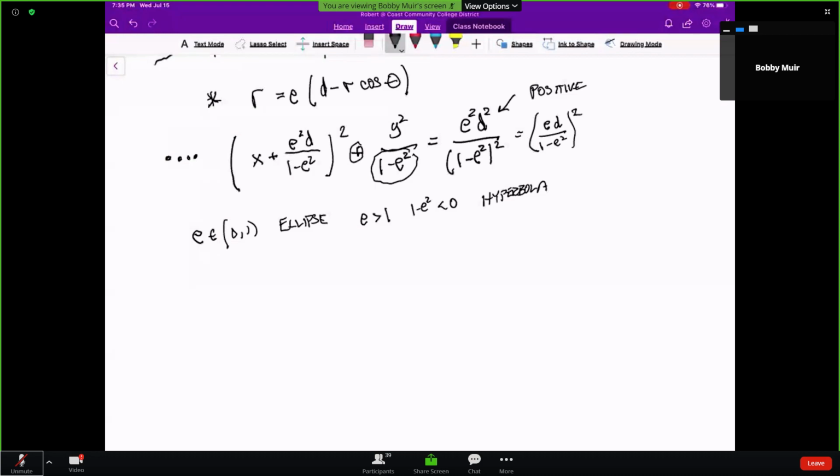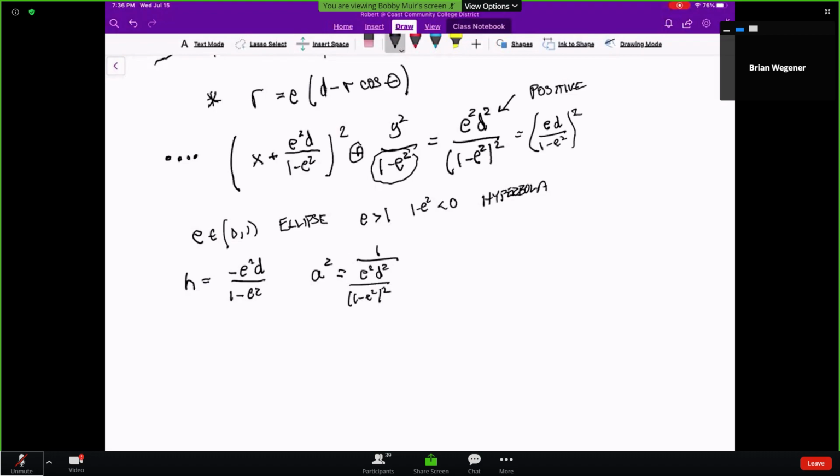But when we eventually get this thing into standard form, like he calls the H equal to negative E squared D over 1 minus E squared. And the A squared, well, that's the thing. It would be 1 over this E squared D squared over 1 minus E squared squared. We would divide both sides by that.